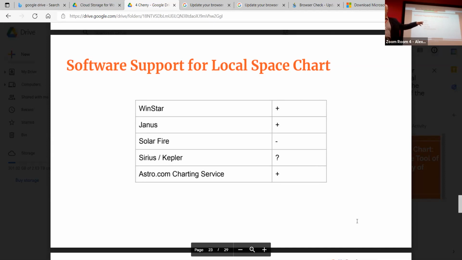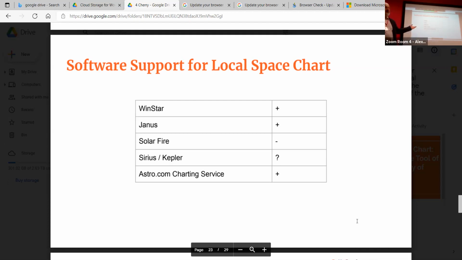I couldn't find any local space in SolarFire at all. But WinStar does it, and Janus does it quite well. Astrocartography is there, yes. There's an option. Is there? Okay, maybe I just haven't found it. Yeah, but I'm always using WinStar for this, but also found that Janus does it quite well.